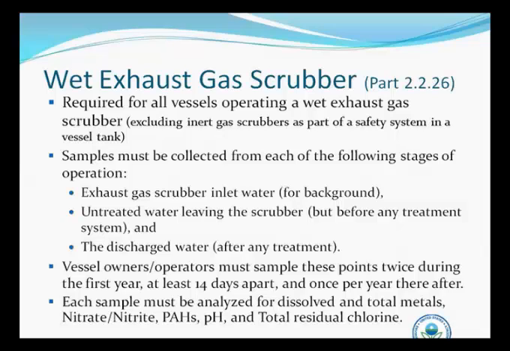used. So vessel owner operators would need to sample these points twice during the first year, at least 14 days apart, and then once a year after that. Each sample must be analyzed for dissolved and total metals, nitrate, nitrite, PAH, pH, and total residual chlorine. In addition to this annual monitoring, there's also a continuous monitoring requirement for exhaust gas scrubber parameters such as pH, PAH, turbidity, and temperature.